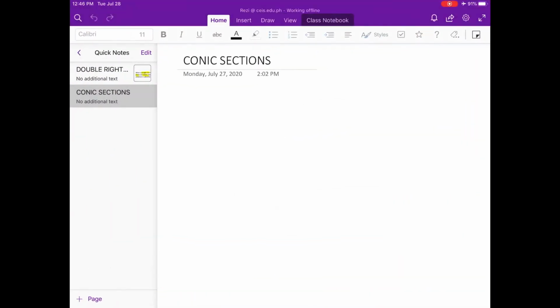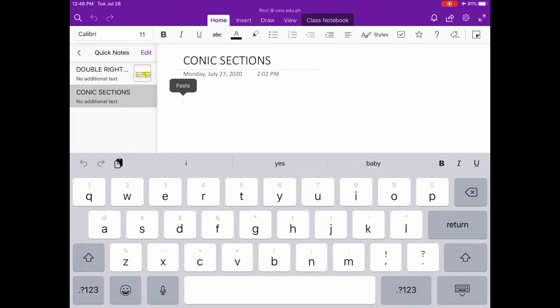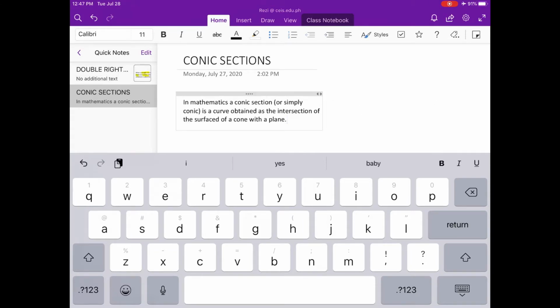So today we're going to talk about conic sections. So what is a conic section? In mathematics, a conic section, or simply conic, is a curve obtained as the intersection of the surface of a cone with a plane.